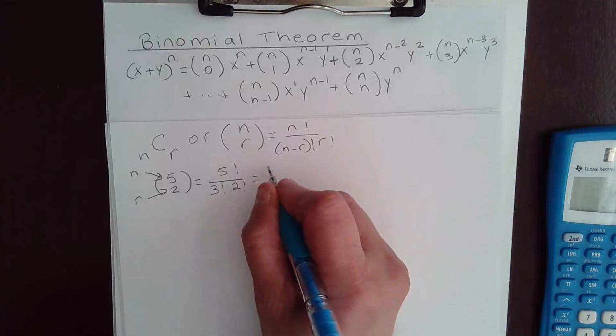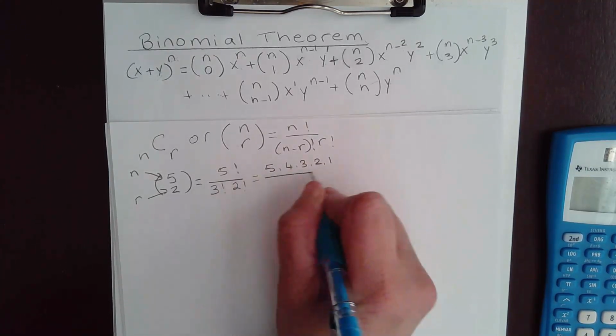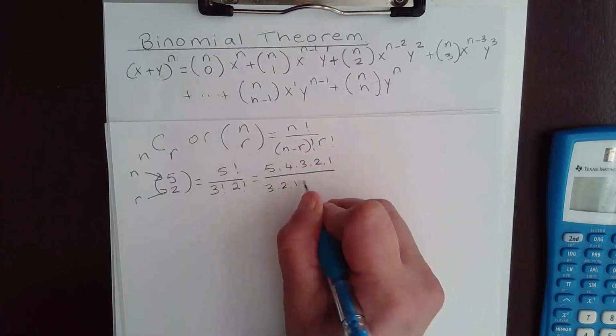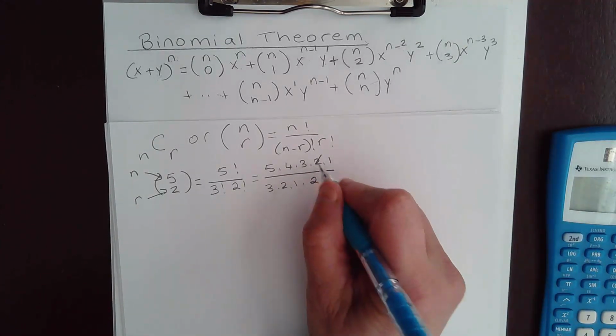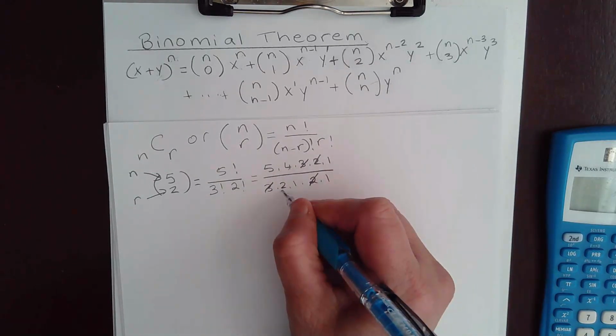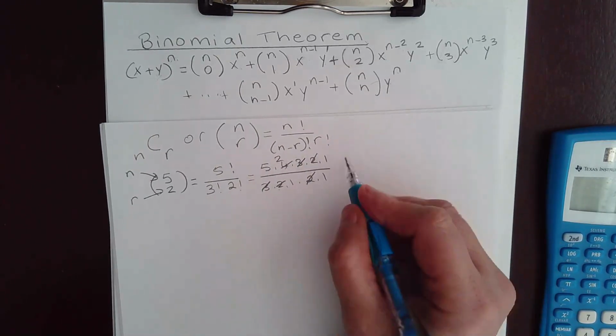What is 5 factorial? That's 5 times 4 times 3 times 2 times 1, over 3 times 2 times 1, times 2 times 1. If you notice, this is going to simplify. The 2 is going to cancel with the 2, and this 3 is going to cancel with this 3, and 4 divided by 2 is going to become 2. So what do I have left? 5 times 2 is 10.